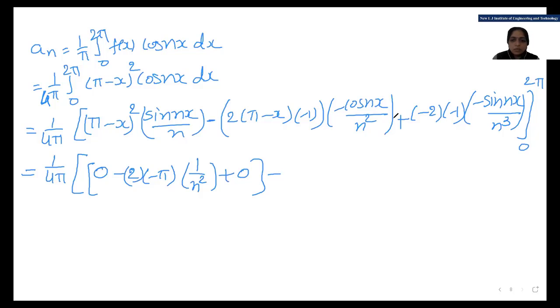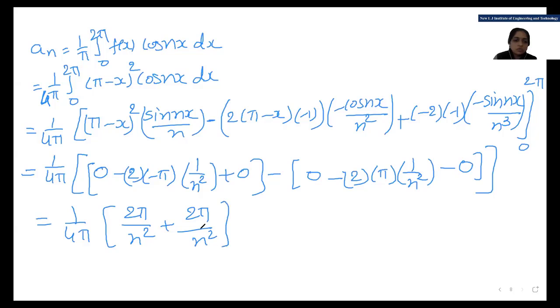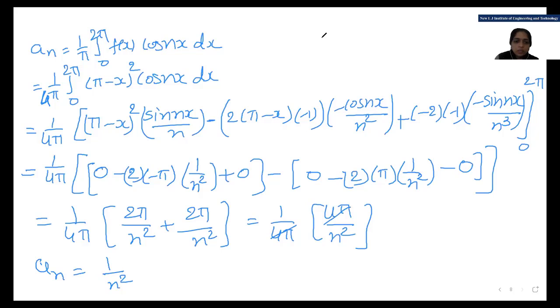Now by substituting the lower limit, sin 0 is 0. Now again minus 2, pi minus 0 is pi, cos 0 is 1, so 1 upon n square, and again sin 0 is 0, so the last term will be 0. After simplification, 1 upon 4 pi times 2 pi upon n square, and this one is again minus minus plus 2 pi upon n square. So 1 upon 4 pi times 4 pi upon n square. After simplification, my answer for an is 1 upon n square, right? So this is the second value.